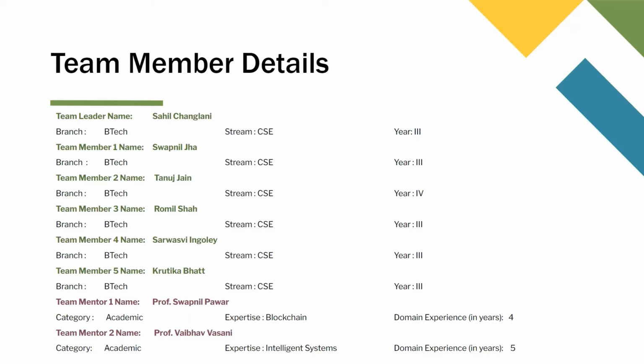So these are our team member details. We all belong to the CSE stream of the BTech branch. Our team leader's name is Sahil Changlani from third year. Our team member 1 is Swapnil Jha from third year. Team member 2 is Tanuj Jain from fourth year. Team member 3 is Romil Shah from third year. Team member 4 is Sarvaswi Ingole from third year. Team member 5 is Pratika Bhatt from third year.